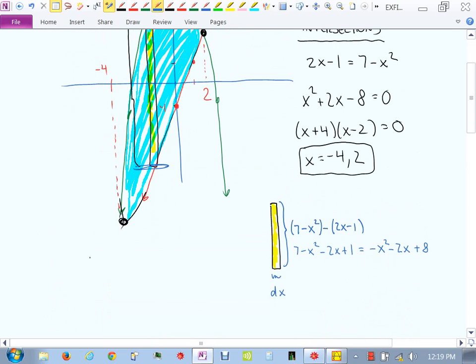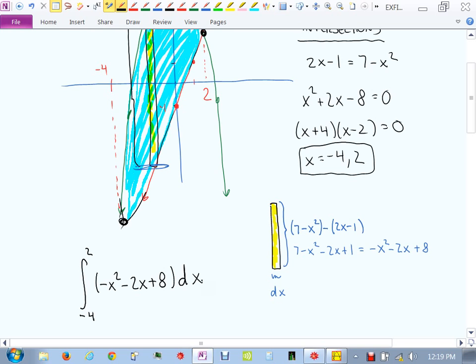Okay, so now my integral is going to look like this. I'm going to set it up right here. It's the integral from where to where? Negative 4 to 2 of negative x squared minus 2x plus 8 dx. Now, could you integrate that?